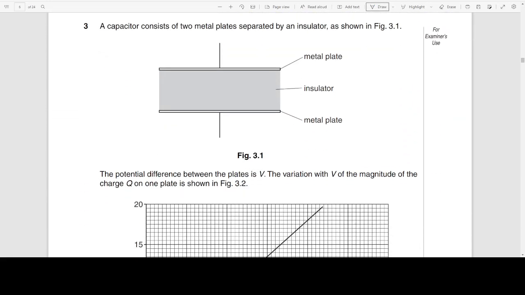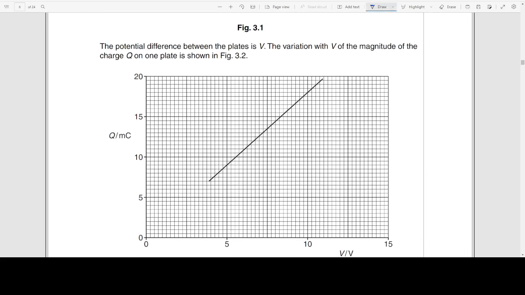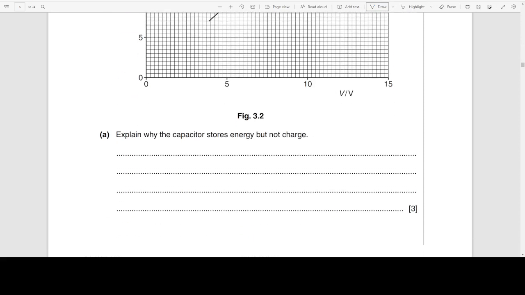Let's move on to the next question. Capacitors. A capacitor consists of two metal plates separated by an insulator as shown. These are the metal plates. This is the insulator. The potential difference between the plates is V. The variation with V of the magnitude of charge Q on a plate is shown. Make sure you look at these units, it's microcoulombs, millicoulombs. Explain why the capacitor stores energy but not charge.